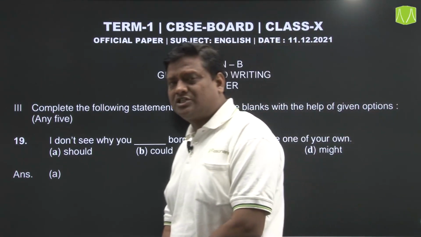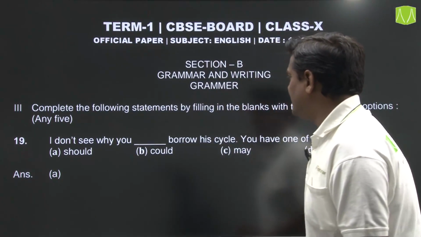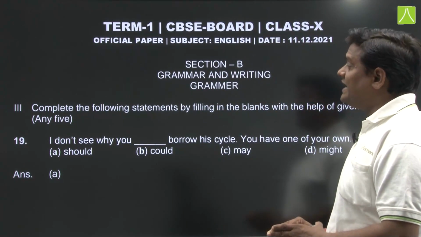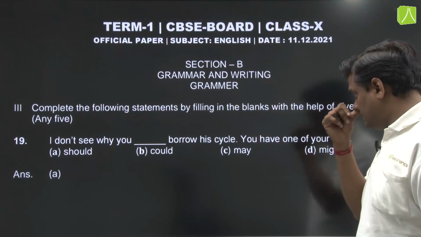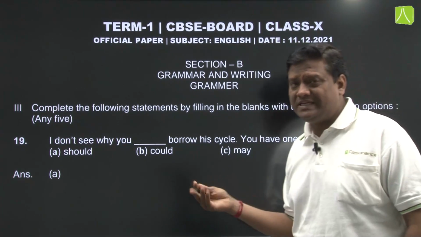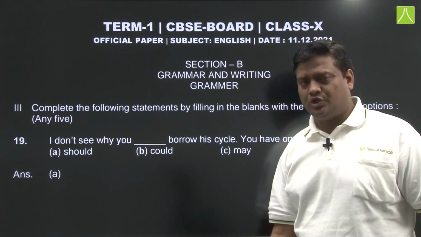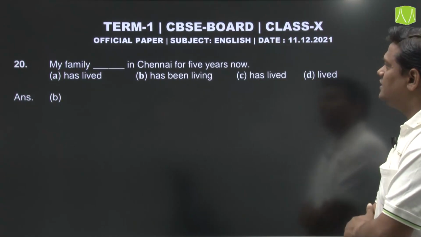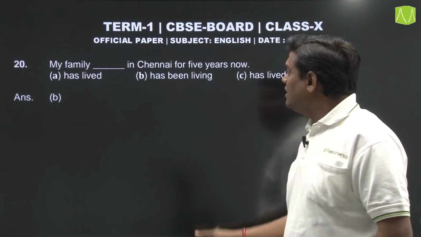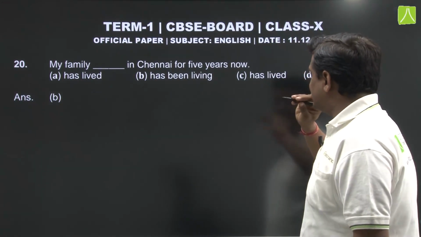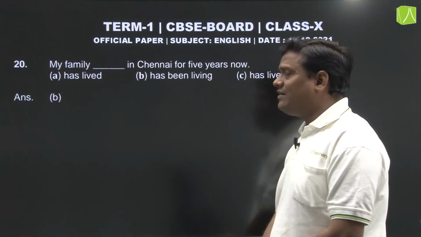Now, we have section B, writing and grammar skills. So, first we are having questions of grammar. Question number 19. I don't see why you dash borrow his cycle. You have one of your own. So, here a suggestion is being given, the person is being advised. So, we should take option A, should. Now, my family dash in Chennai for 5 years now. In this question, CBSE has decided option B is correct, has been living. My family has been living in Chennai for 5 years now.